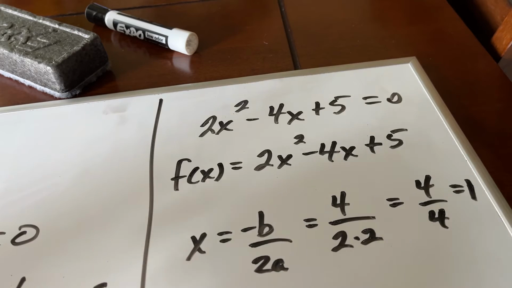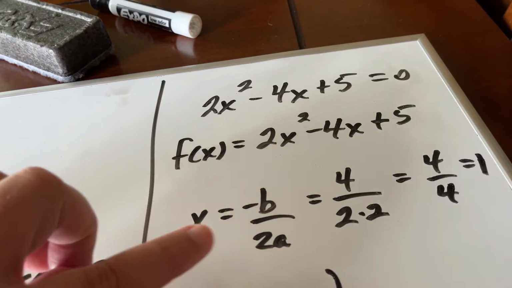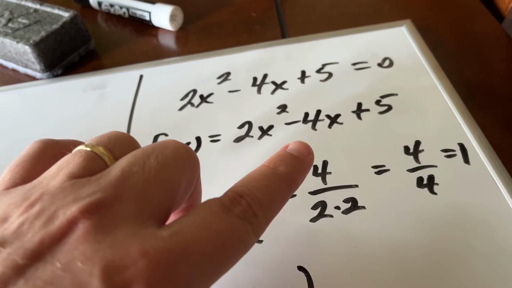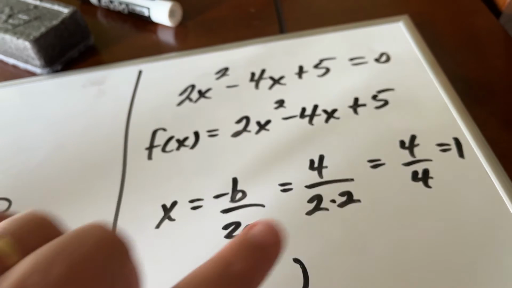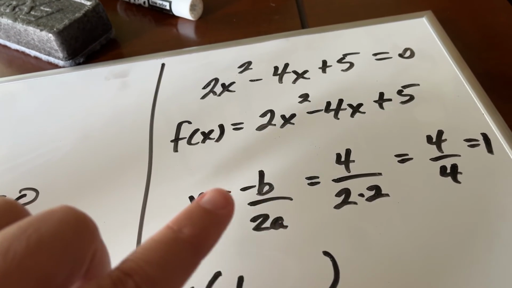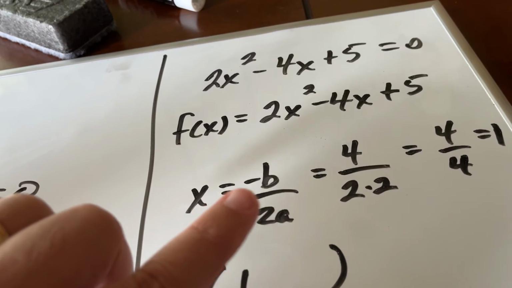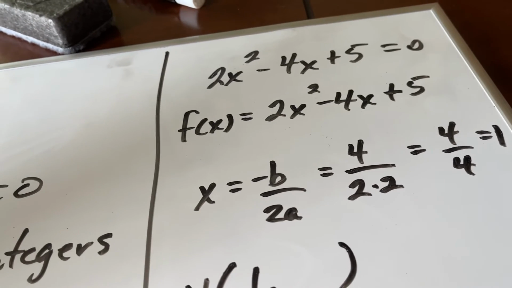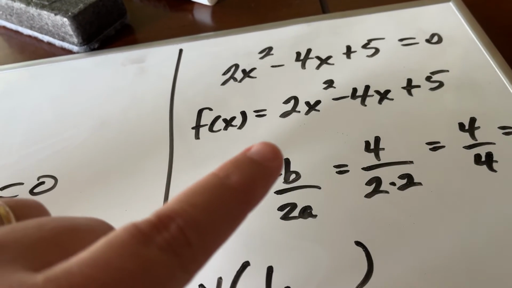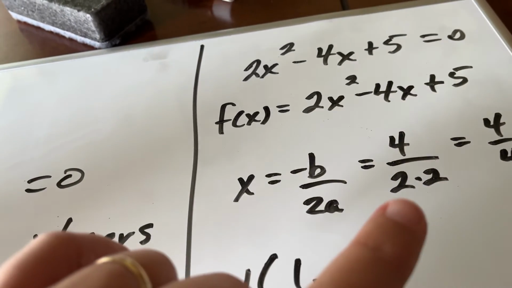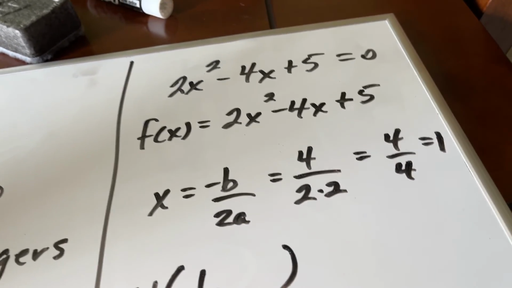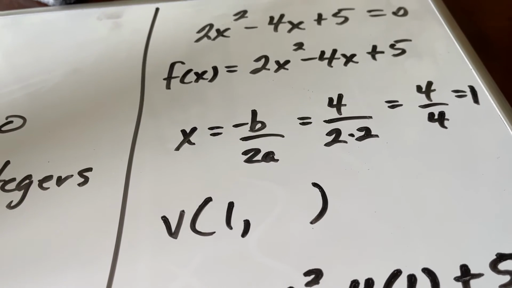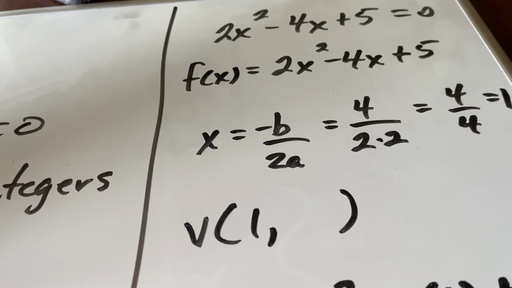Well, the vertex, at least the x value of the vertex, is going to be equal to negative b over 2a. Well, a is 2, b is negative 4, and c is 5. So the opposite of b, negative b, is the opposite of negative 4, which is 4. And 2 times a is 2 times 2. So that leads to 4 over 4, which means the x value of the vertex is 1.